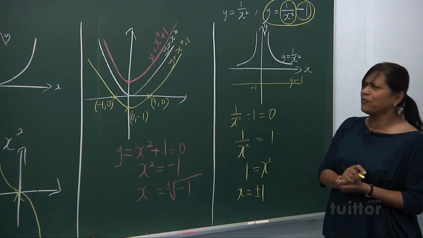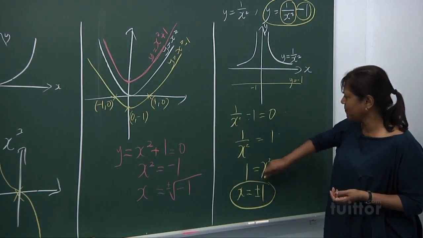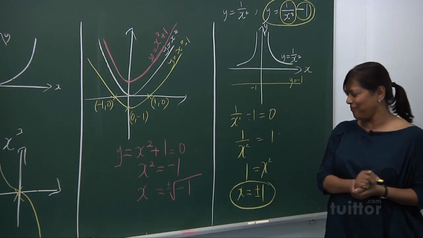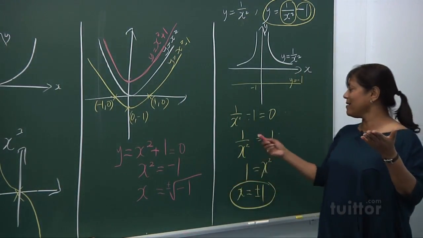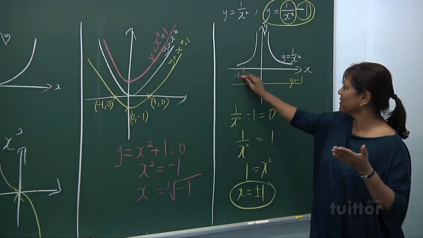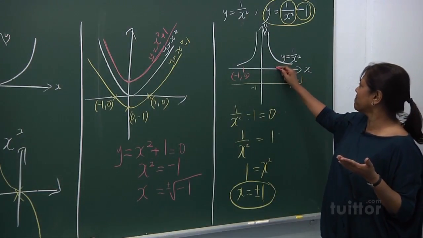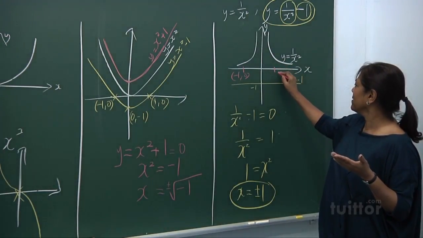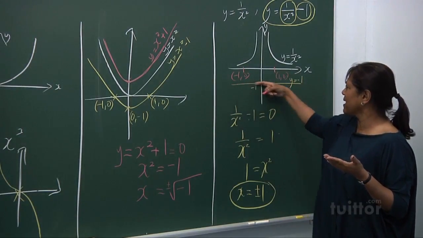So this information is very crucial. It helps you in drawing your graph. How do you do it? Now, when y is 0, x is minus 1, and when y is 0, x is plus 1. So the points are (-1, 0) and (1, 0). And now, this is the line of asymptote.